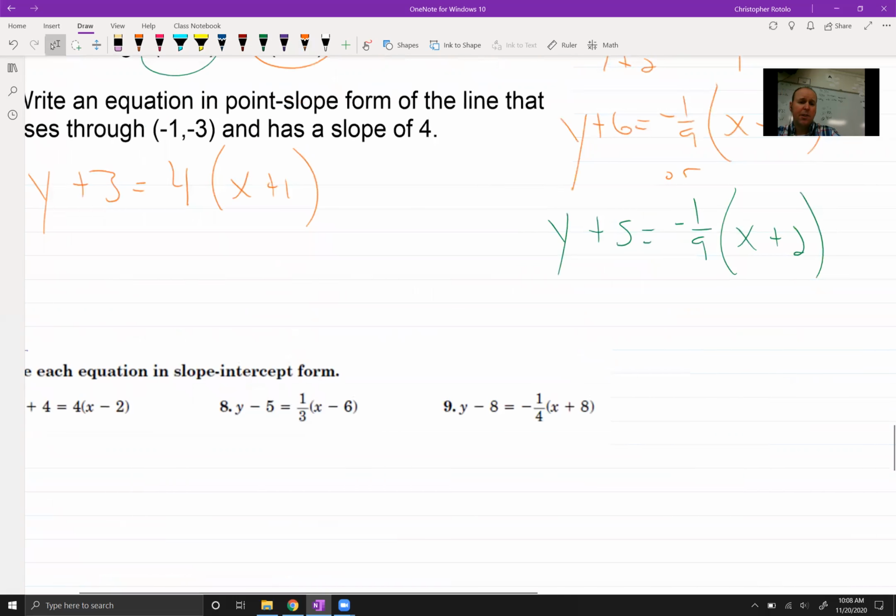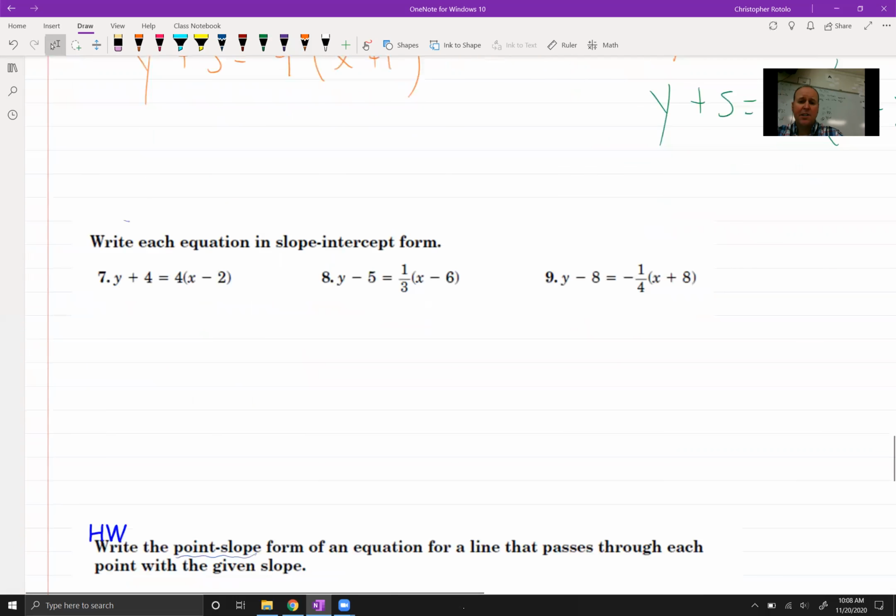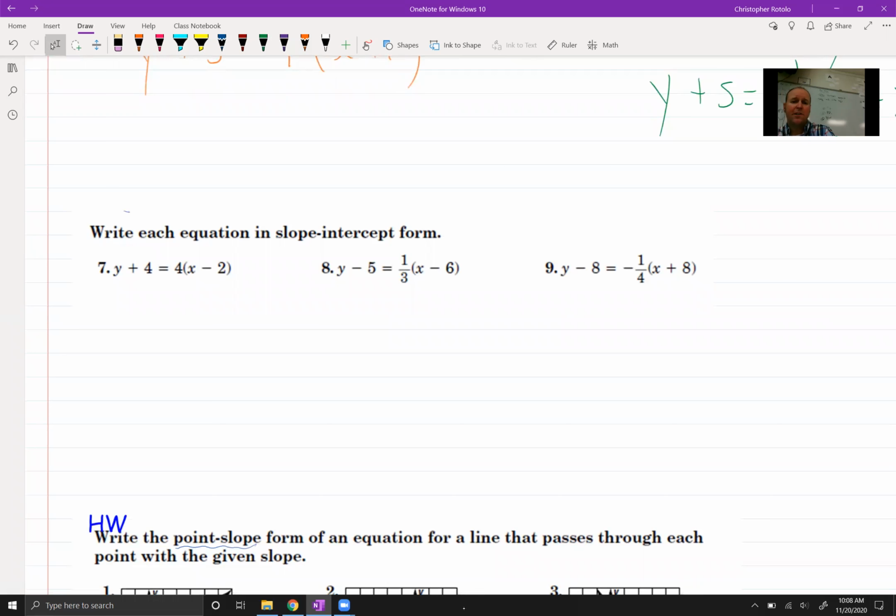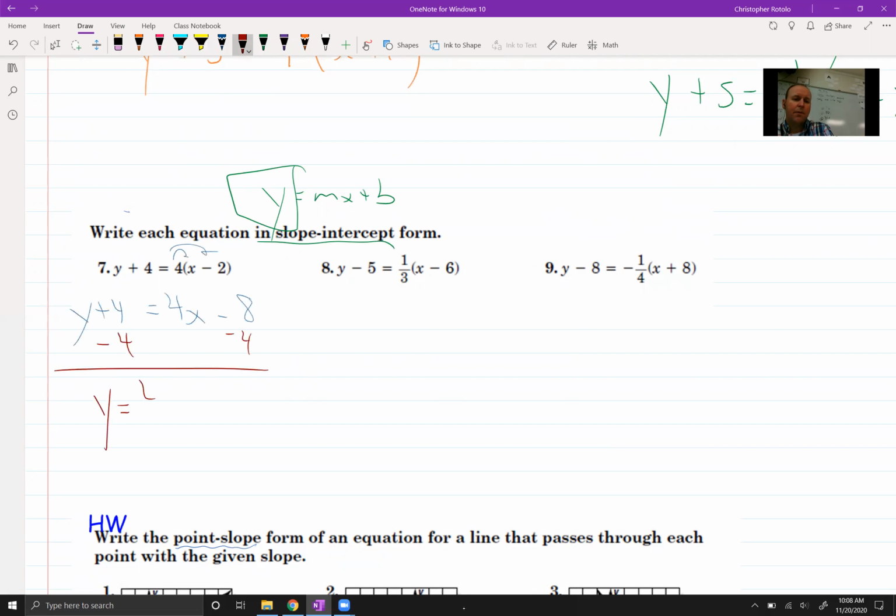All right, so that's point slope. The other thing that I'm going to ask you to do as we work on this is to turn it into slope-intercept form, y equals mx plus b, because that just means I want you to solve for y, and I know that's a skill that you could do even before you walked into my classroom. Okay, so that's distributive property. So 4x minus 8 equals y plus 4. How do we get rid of the plus 4? Minus 4, minus 4. So final answer, y equals 4x minus 12.